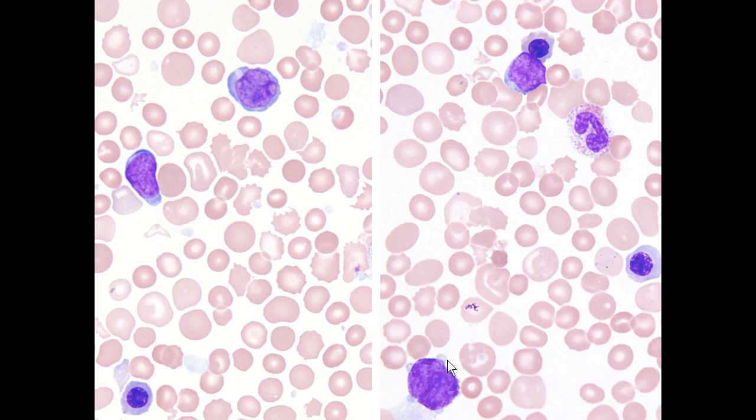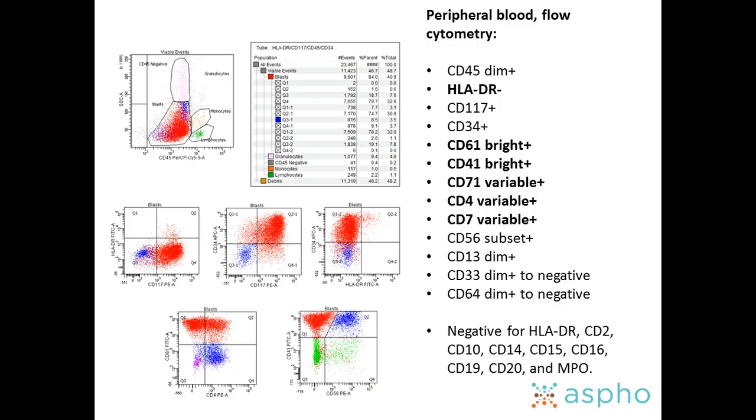Some of these blasts even have some small blebs on them. Many of the blasts actually remind you of erythroblasts as well. By flow cytometry, this has a very crazy phenotype where it's an HLA-DR negative tumor. HLA-DR negativity is typical of megakaryocytic leukemias as well as T-ALL, as well as acute promyelocytic leukemia. It co-expresses two megakaryocytic markers, CD61 and CD41, as well as an erythroid marker, CD71, a T-cell marker, CD4, which is also expressed on normal maturing megakaryocytes, as well as CD7.